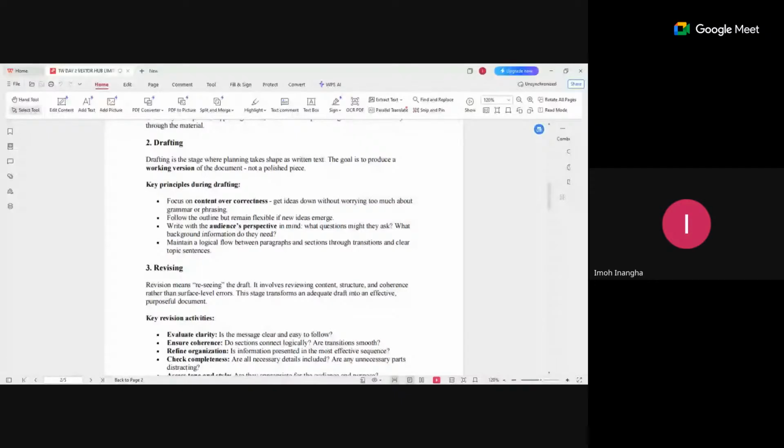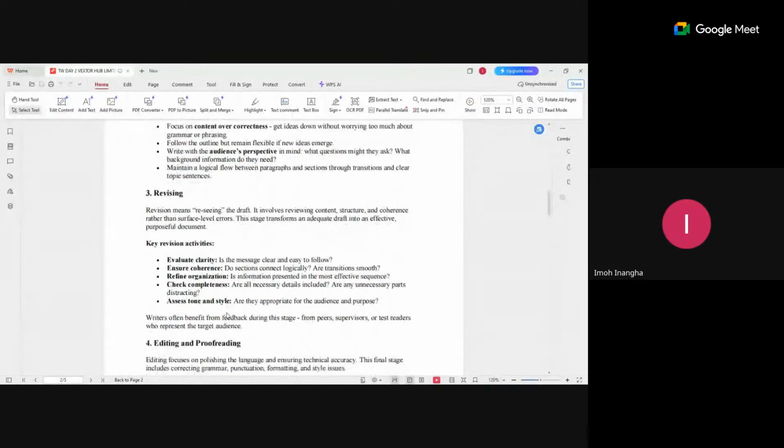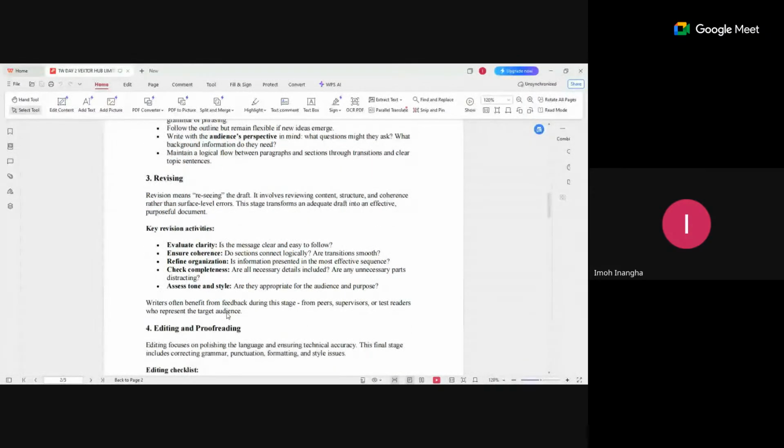Now, let's continue. Key revision activities. The first one is evaluate clarity. Is the message clear and easy to follow?